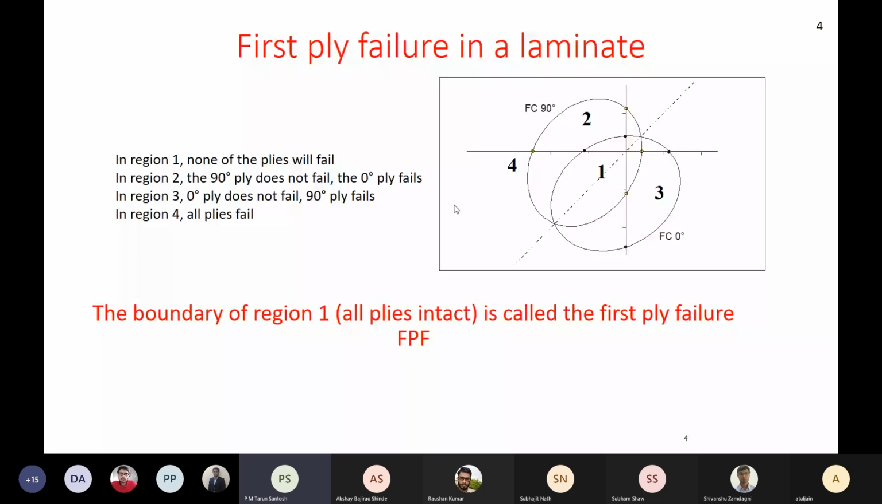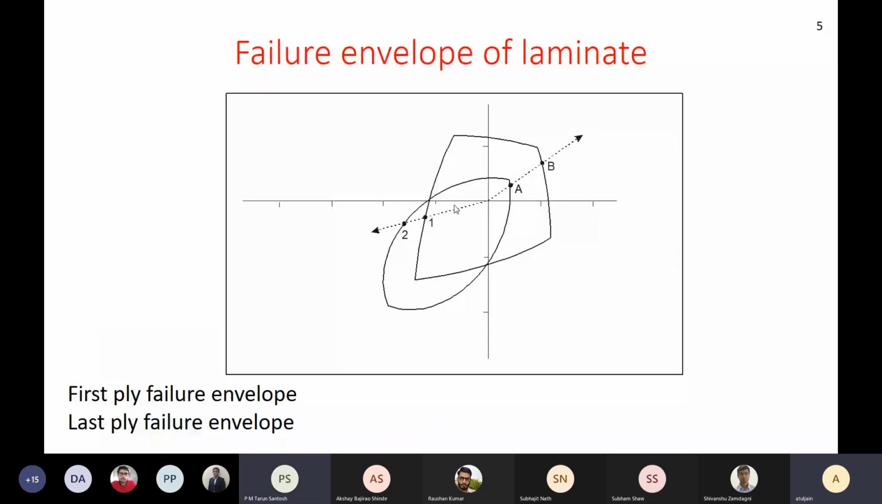Sir, by looking at this, can we tell in what mode it will be failing? No. Some theories of failure allow you to do that, but otherwise generally not. We can't.